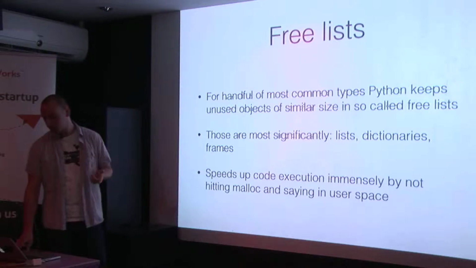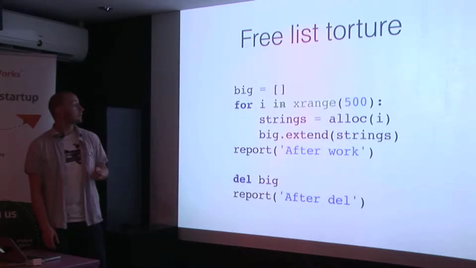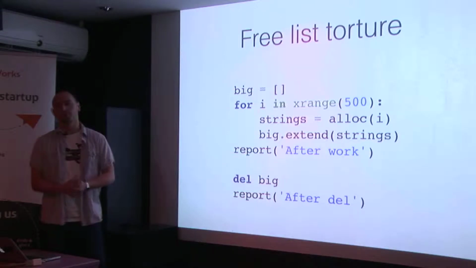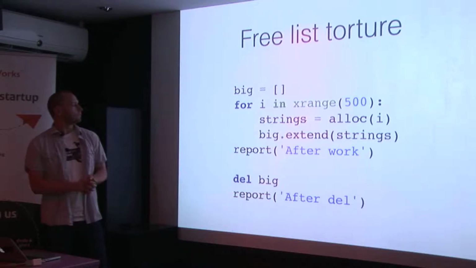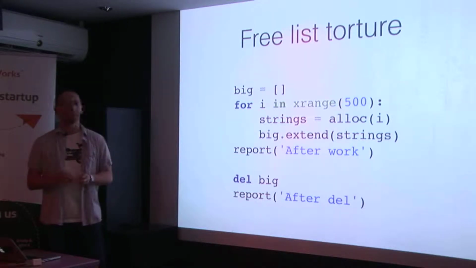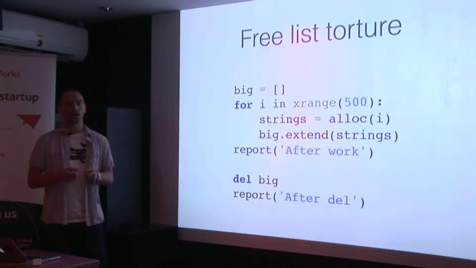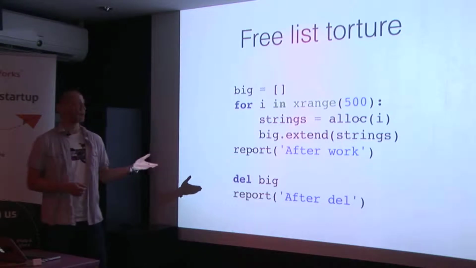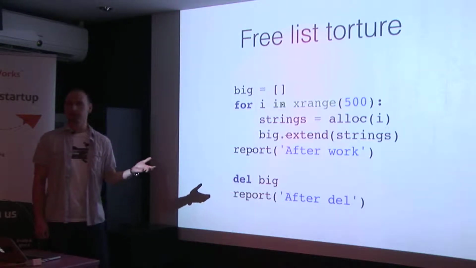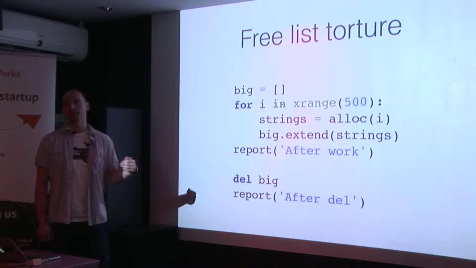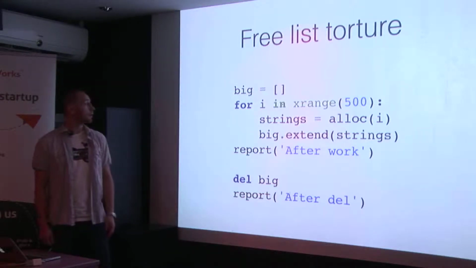So to test this problem, I created a free list torture. This program allocates 500 lists, and each list is bigger than the previous one by 1. So almost every time Python tries to find a list in the free list arena, it's not there because the previous lists were smaller, so it has to search further and allocate more memory.